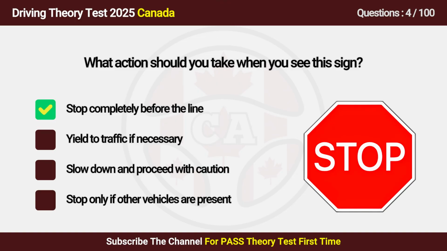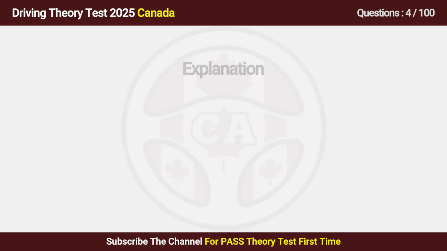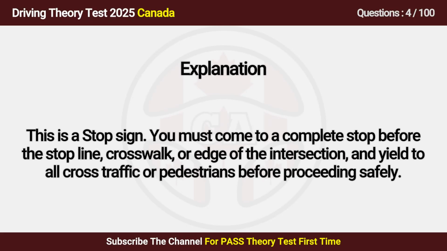Answer is A. Stop completely before the line. This is a stop sign. You must come to a complete stop before the stop line, crosswalk, or edge of the intersection, and yield to all cross traffic or pedestrians before proceeding safely.